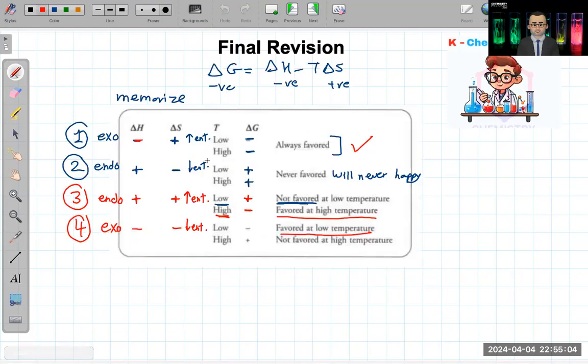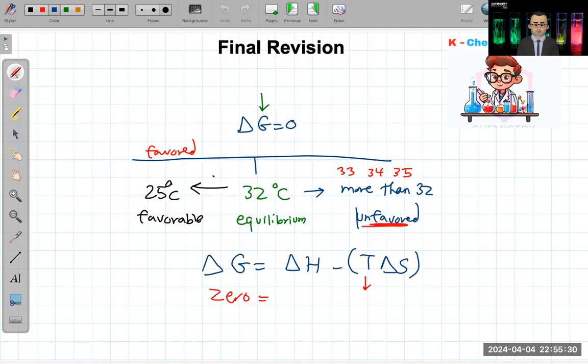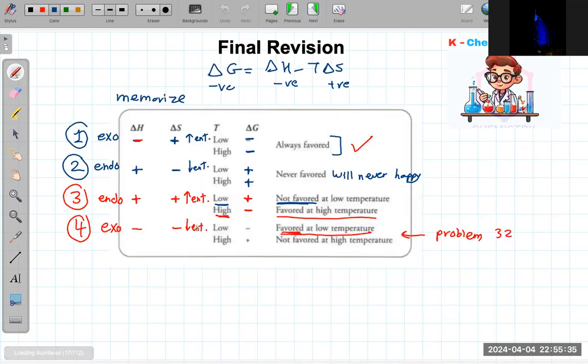My example was here. The problem I just solved was here. It can be any case because it was at low temperature. When it was 32 or less, it was okay, favored. But when you try to increase the temperature to more than 32, what happened? It became unfavored, because delta H was negative and delta S was negative.